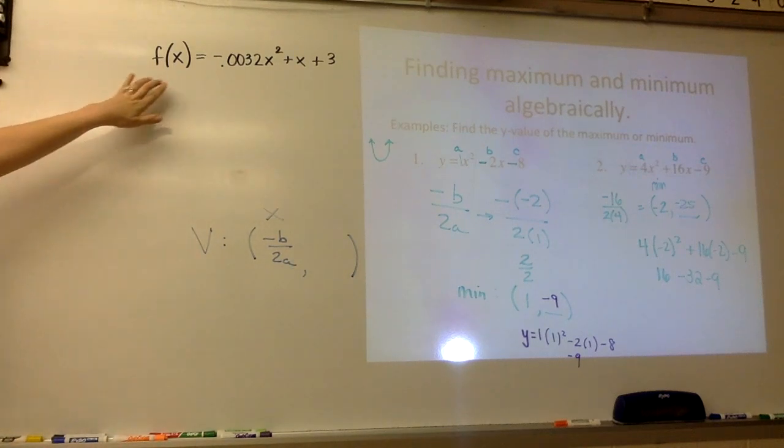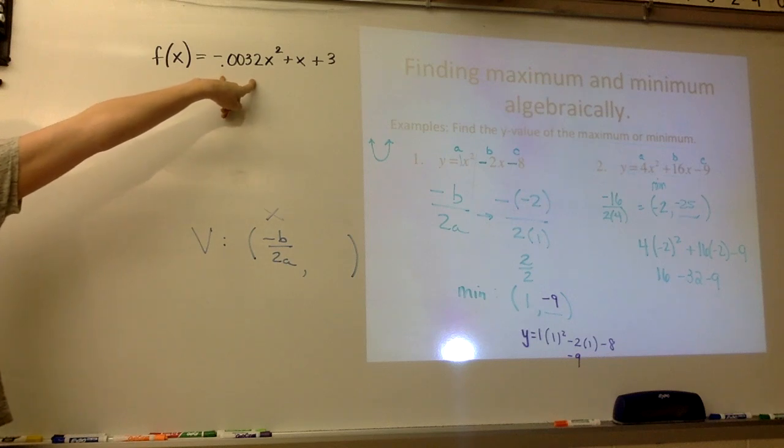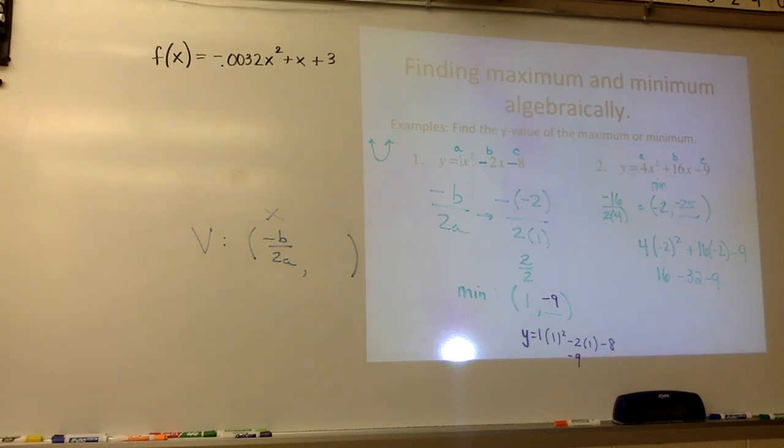So notice, if you were going to complete the square, you would have to factor out a 0.0032 from your first two terms, which is just ridiculous. Nobody can do that.